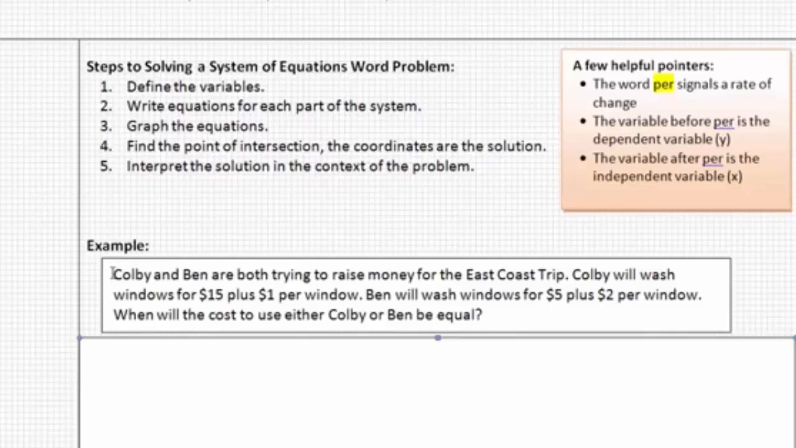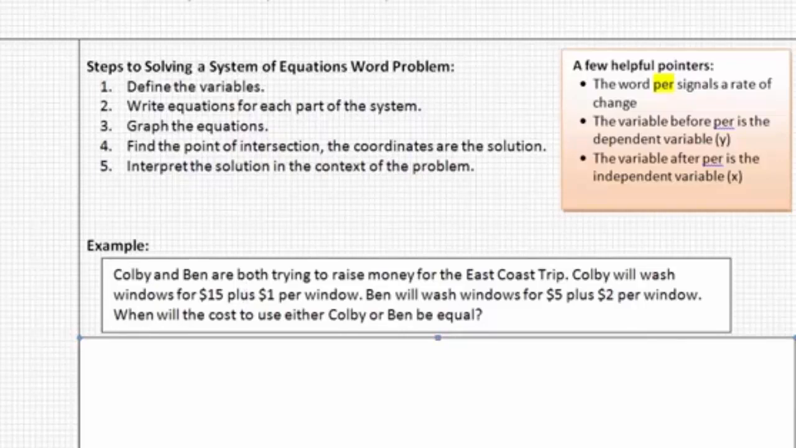So Colby and Ben are both trying to raise money for the East Coast trip. Colby has decided that he will wash windows for $15 plus $1 per window. Ben, on the other hand, is going to wash windows for $5 plus $2 per window. And we're wondering, when will the cost to use either Colby or Ben be equal? Or rather, at what point will the cost for Colby and Ben be equal? Those are the relationships that we're looking for.